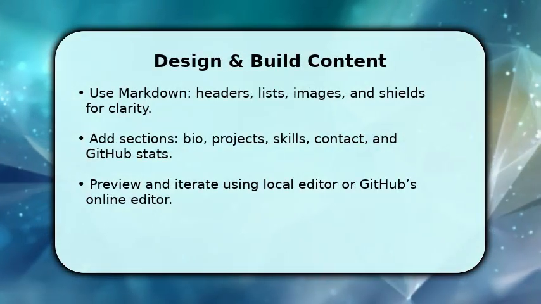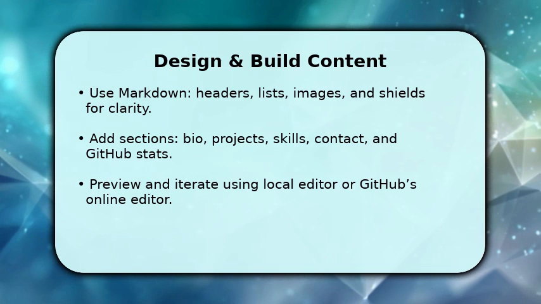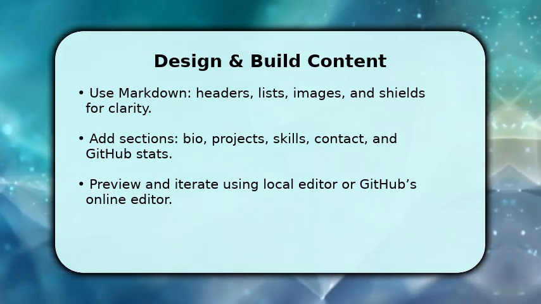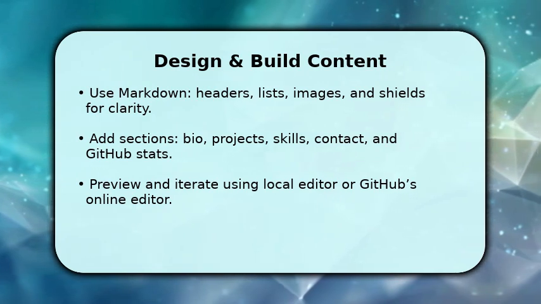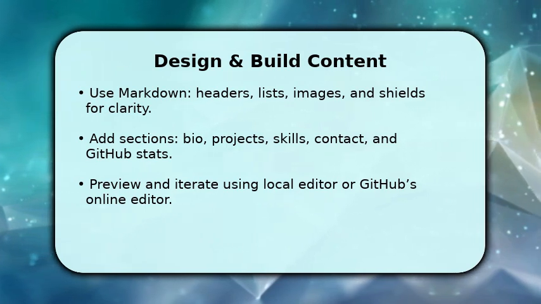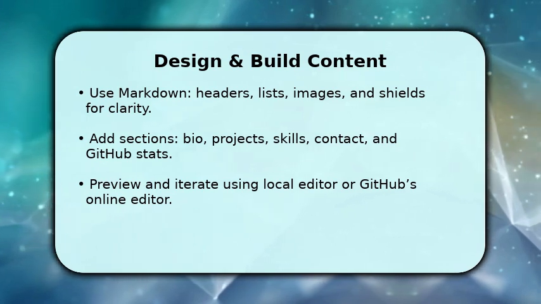Now design the README structure. Start with a concise bio, then add projects, skills, and contact sections so visitors scan quickly. Use markdown headings and lists for readability. Include badges and an image for visual hierarchy. For projects, link to repos and show short descriptions. For skills, use bulletized keywords.